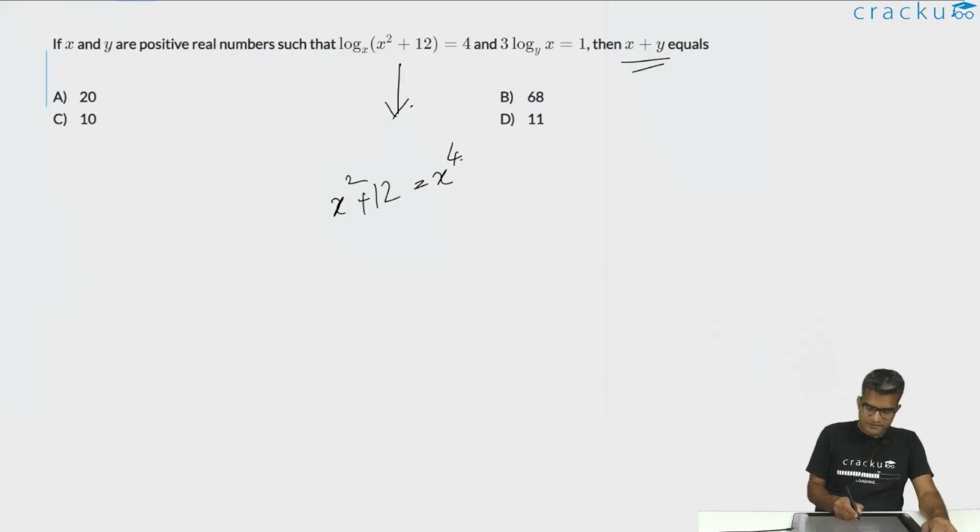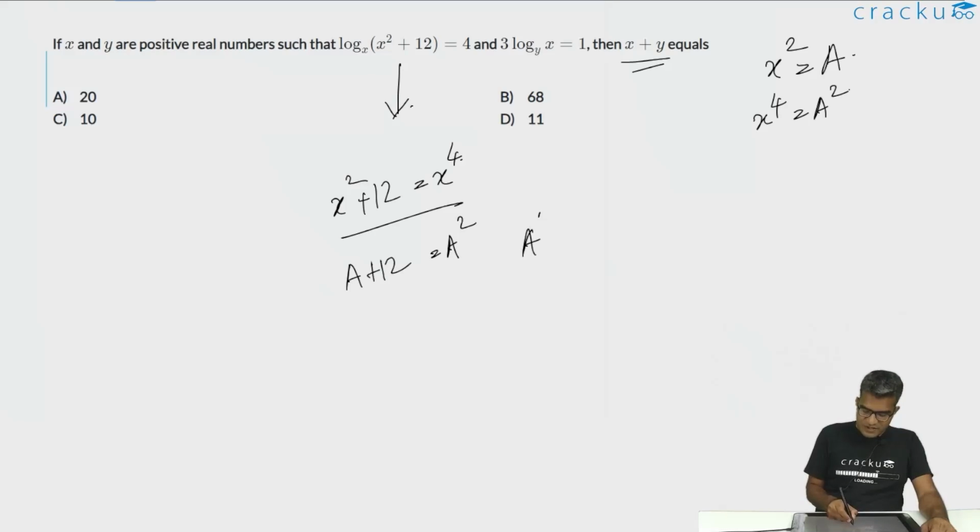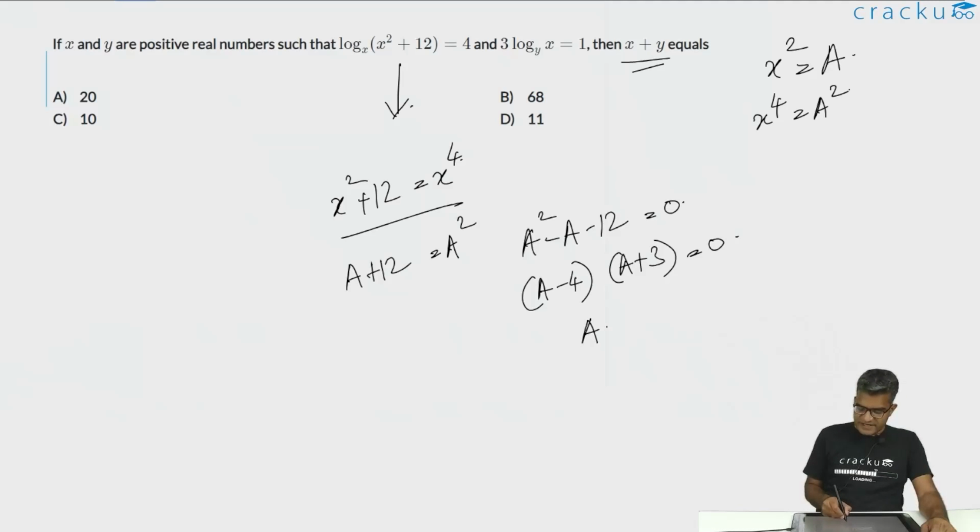x to the power 4. We can factorize this. Let us assume that x square is equal to a. Therefore, x to the power 4 is equal to a square. So this equation essentially becomes a plus 12 is equal to a square, or a square minus a minus 12 is equal to 0. This would imply that a minus 4 into a plus 3 is equal to 0. So the value of a is either equal to 4 or equal to minus 3.